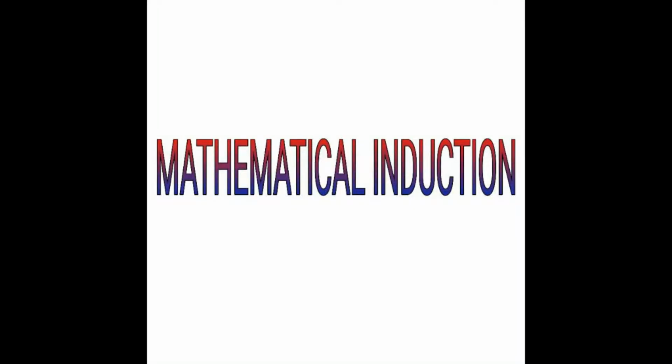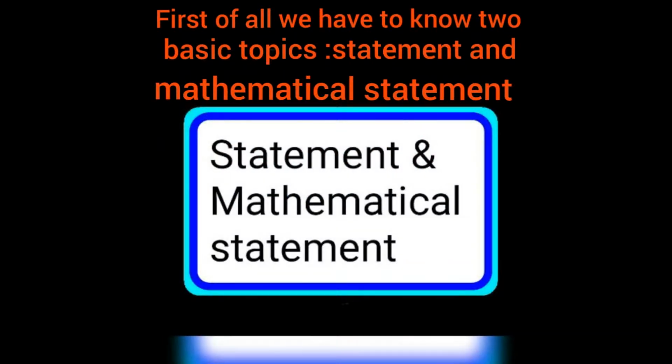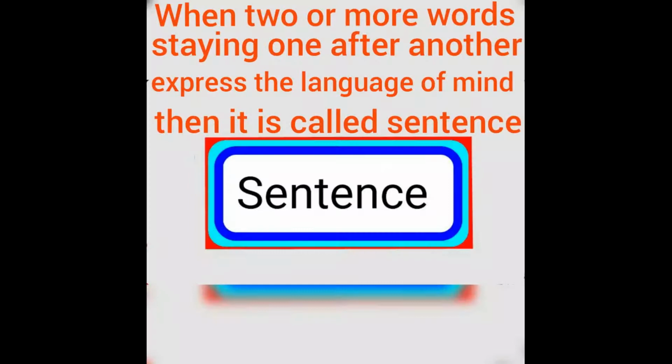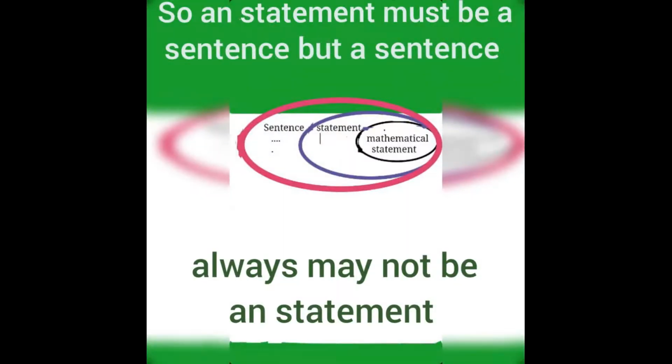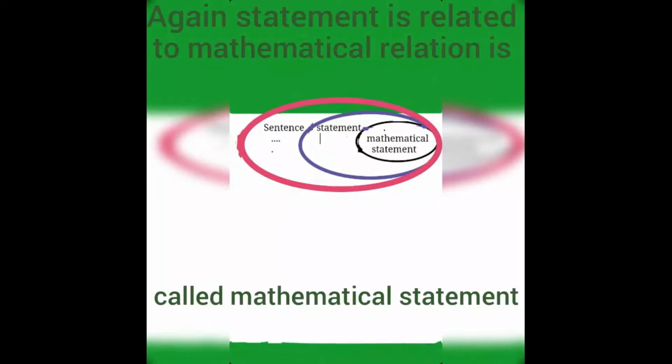Mathematical induction. First of all, we have to know two basic topics: statement and mathematical statement. When two or more words staying one after another express the language of mind, then it is called a sentence. And a sentence which is marked as true or false is called a statement. So a statement must be a sentence, but a sentence may not always be a statement. Again, a statement related to a mathematical relation is called a mathematical statement.